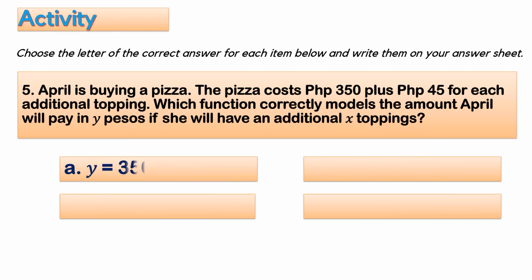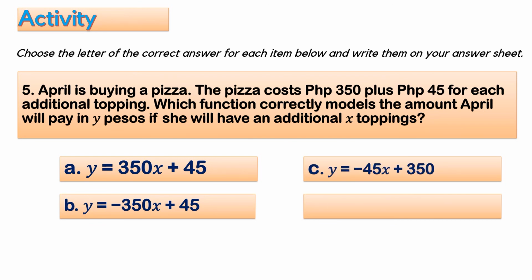A. Y equals 350X plus 45. B. Y equals negative 350X plus 45. C. Y equals negative 45X plus 350. Or D. Y equals 45X plus 350. You have 5 seconds to answer the question. Time's up. The correct answer is letter D. Y equals 45X plus 350. Did you get the correct answer? Amazing!